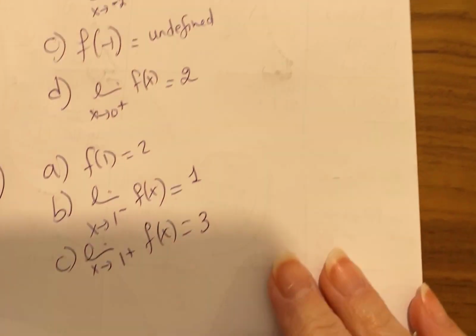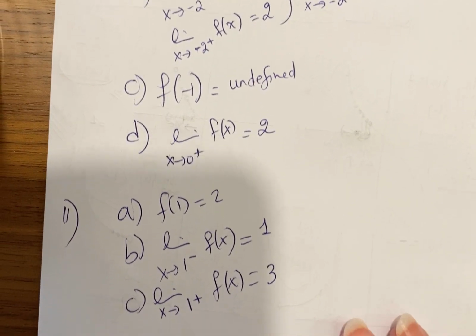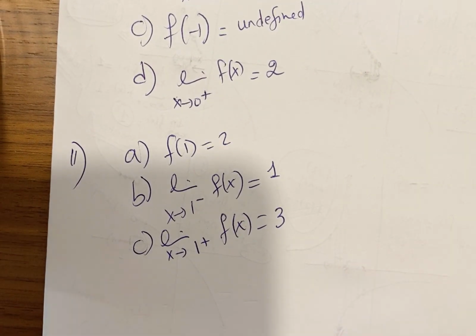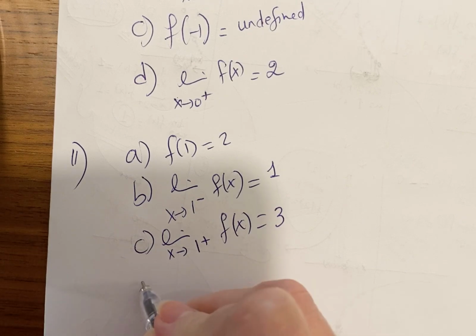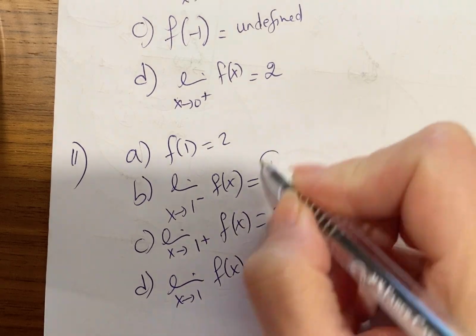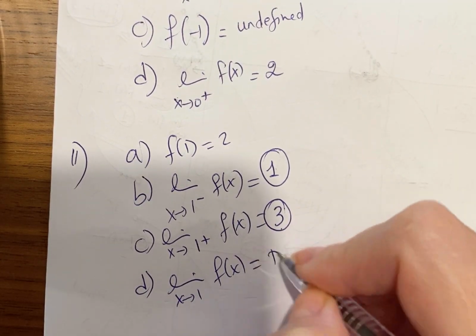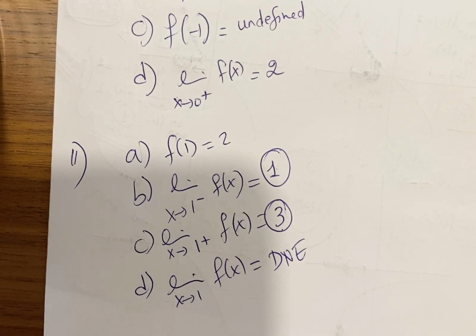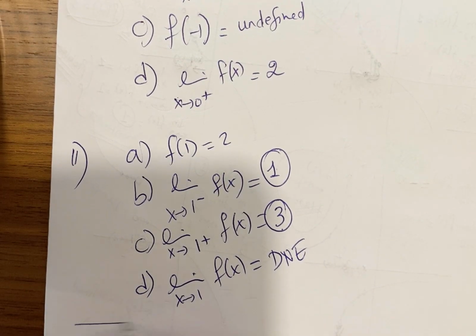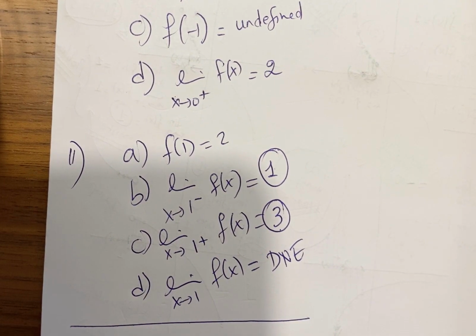Now looking at this, you will notice that f of 1 is equal to 2. The limit from the left is equal to 1. The limit from the right is equal to 3. This means that the limit in general at 1, since the left is not equal to the right, we say this limit does not exist. It does not exist. Another example.